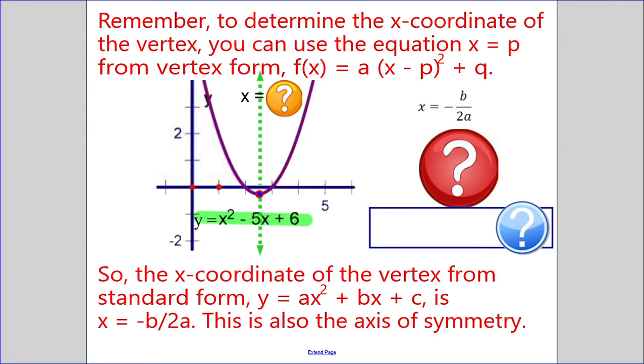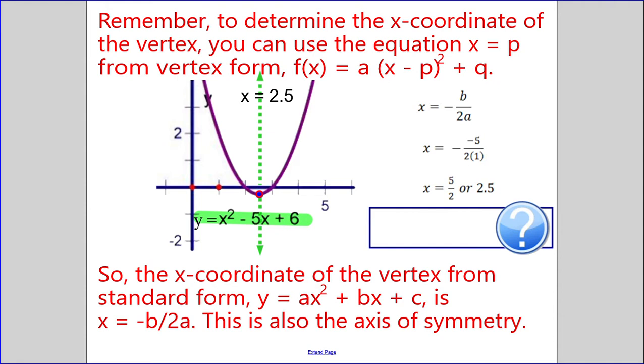And so what we're going to do is plug in minus b over 2a, which is really saying minus negative 5 divided by 2 times 1, because a in this case would be 1. So using those values, I can see here that if I have minus 5, a minus times a minus is a positive, and so 5 over 2, or 2.5, becomes my axis of symmetry.